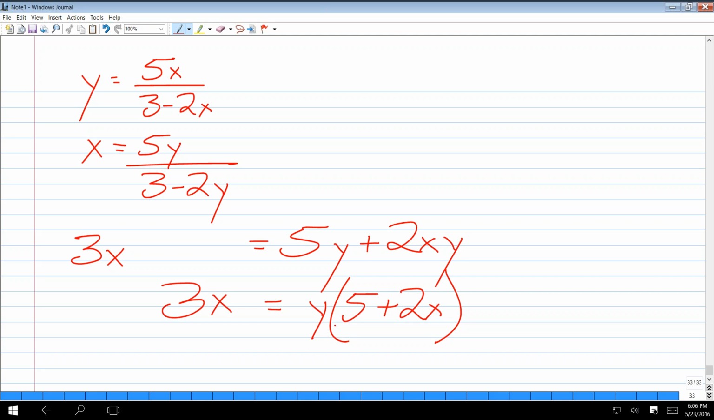So the final step, is it just multiplying both sides by 5 plus 2y, or 2x? Dividing both sides is what you meant. Oh yeah, dividing. Because it's a multiplier right now, so you always do the opposite. And there's your inverse. In other words, that is the inverse of what you started with.